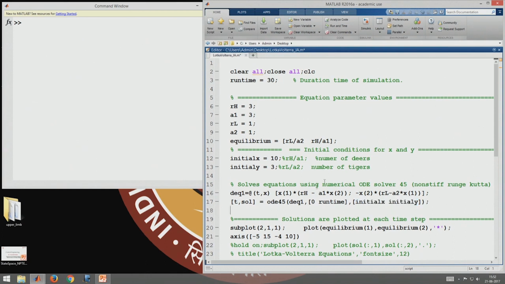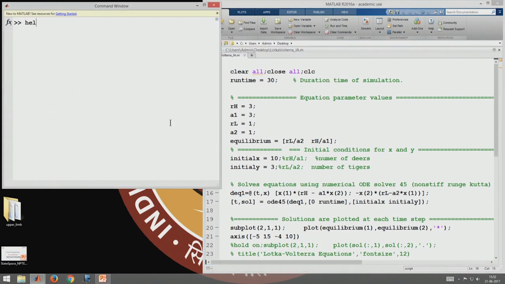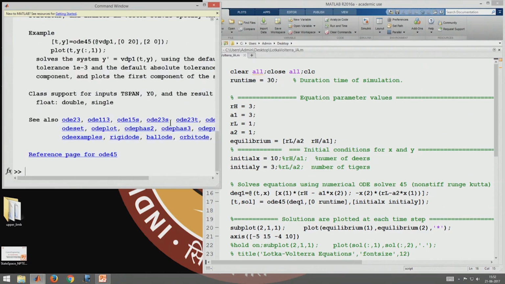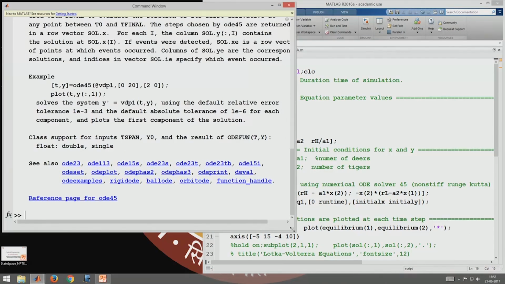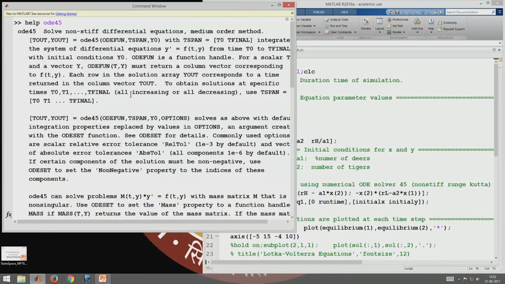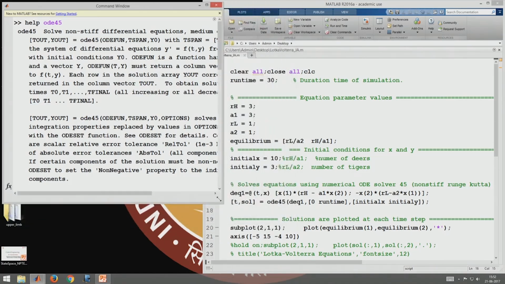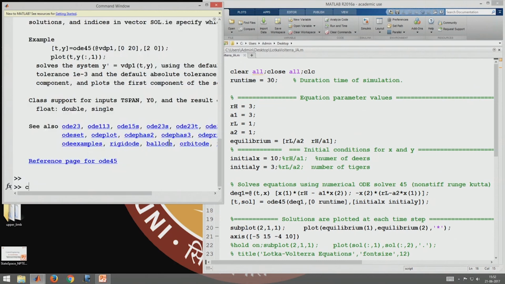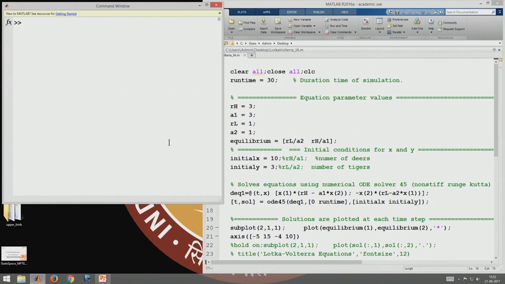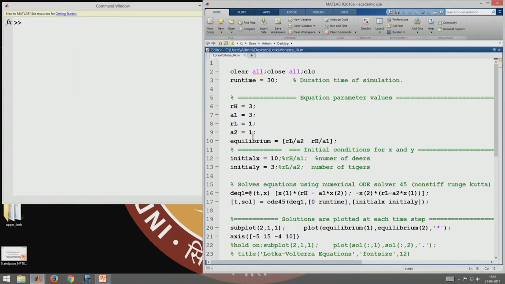For those of you for whom it is not clear what is this ODE45, what is this DEQ1, the best thing to do is to just type help ODE45 in MATLAB and it gives an excellent introduction to what you need to do, and it in fact gives a very specific example as well. Okay. So, either in this or you can go to Google and check any of the examples for ODE45. Okay. Let us see how the simulations look like.